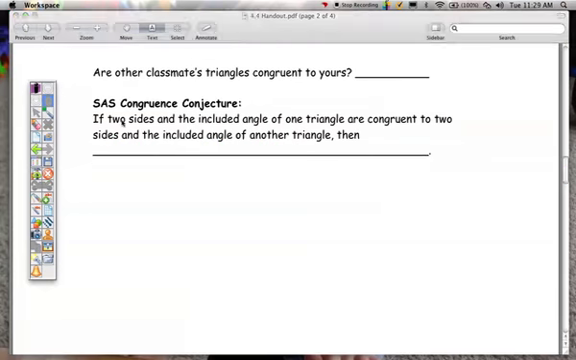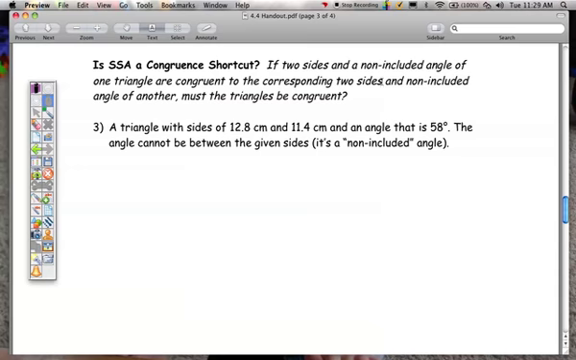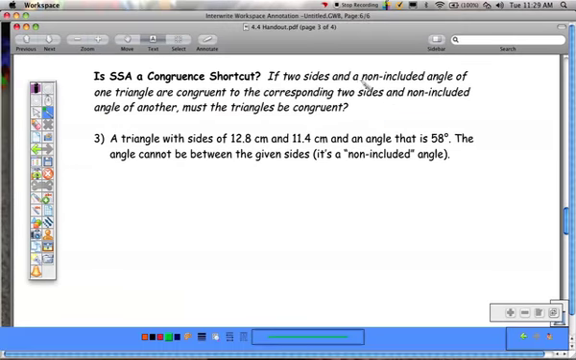All right, we have one last one. Is side-side-angle a shortcut? So if two sides and a non-included angle, so that means that angle is not between your two sides. So here's a picture of what that might look like. Let's say we knew this side, and this angle. This is side, side, and the non-included angle right here. All right, so let's try to construct this triangle: a triangle with sides 12.8 centimeters and 11.4, and an angle that's 58 degrees. All right, the angle cannot be between the given sides.